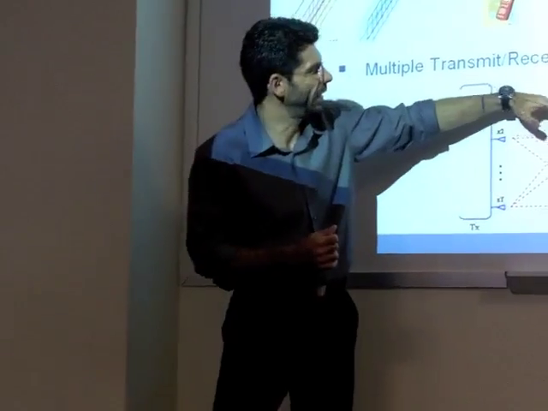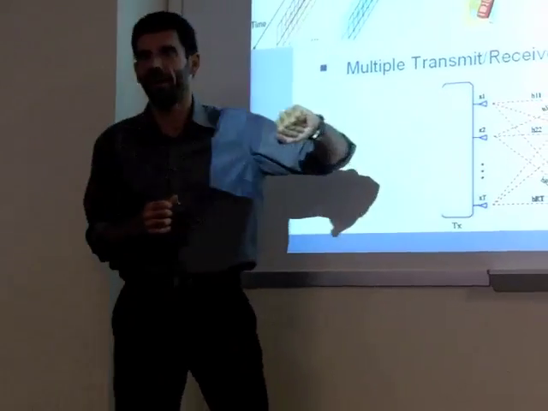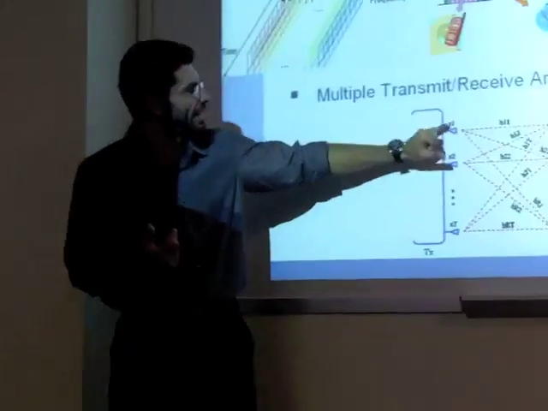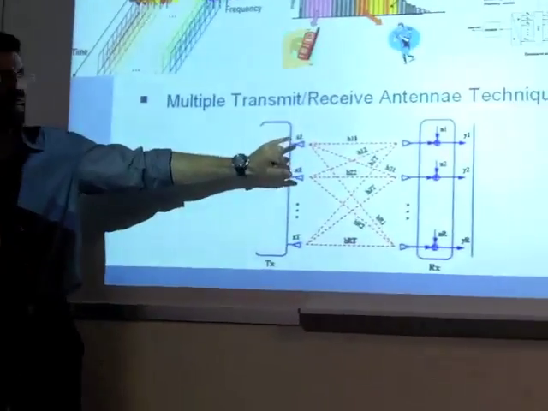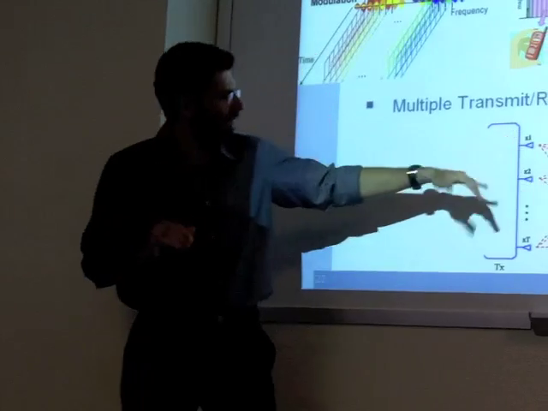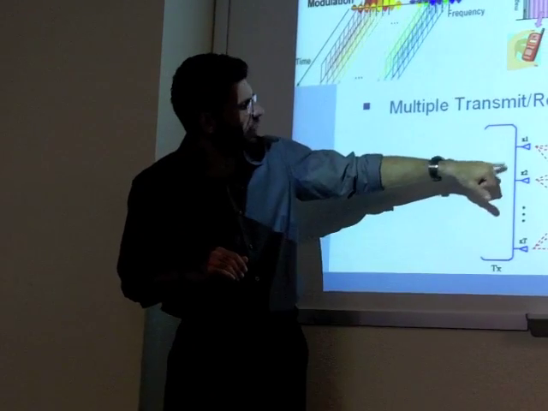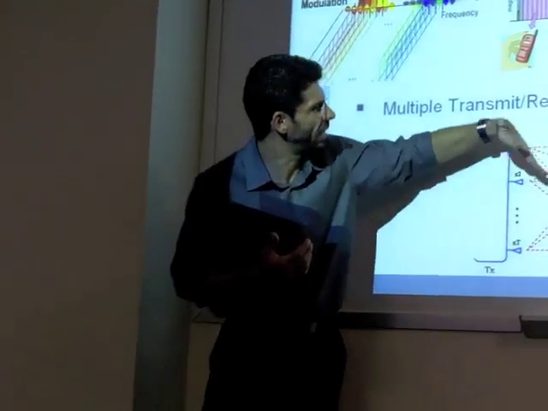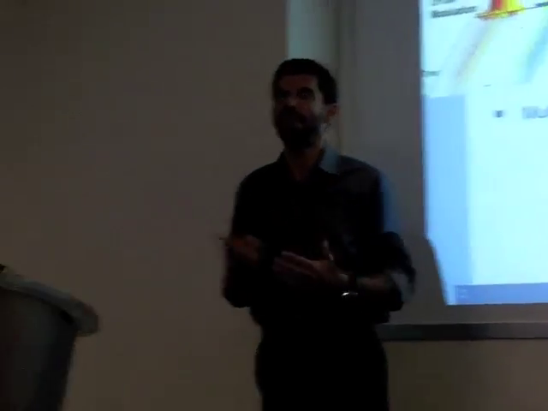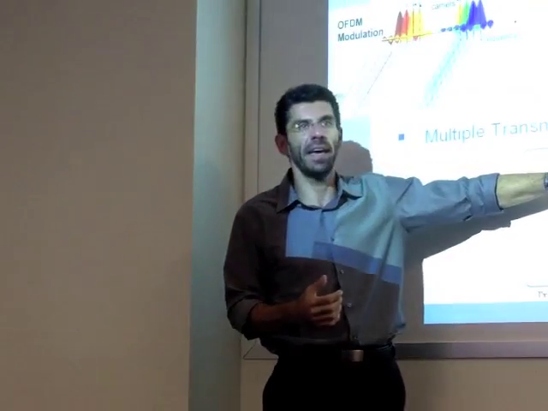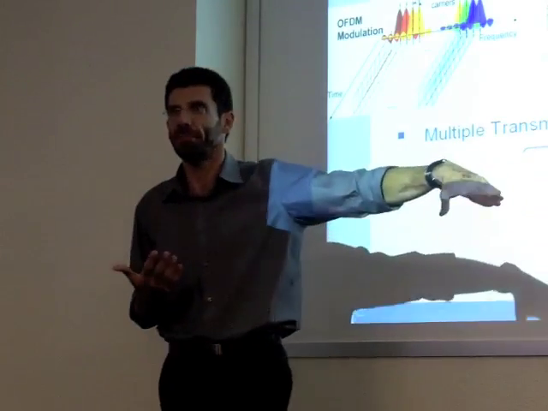This is the corresponding equivalent channel, right? The idea behind that is that when these antennas are in a different position, more than a quarter of a wavelength apart, these channels are independent. What does it mean in practice? That if this is a bad channel, this may be a good channel. It doesn't necessarily mean that it is a bad channel, right?